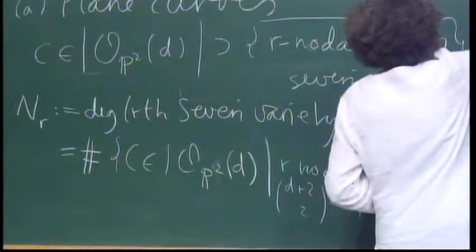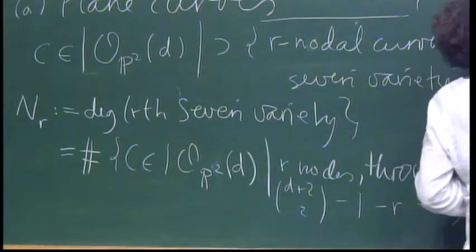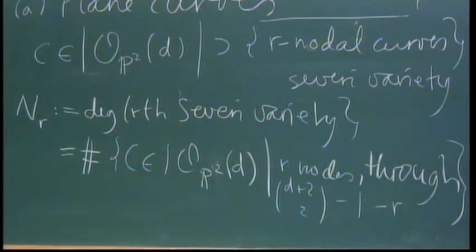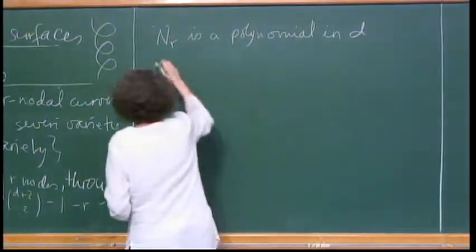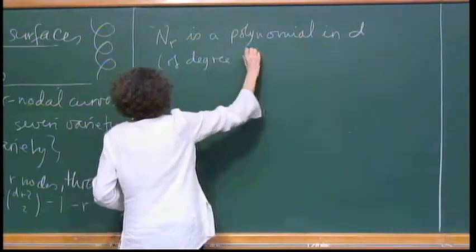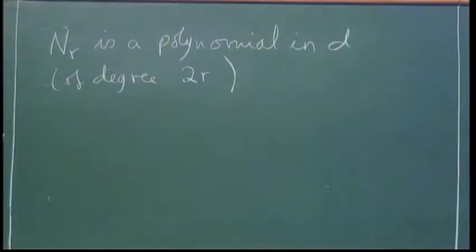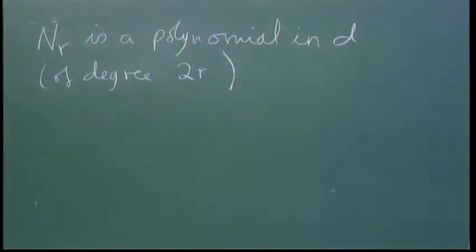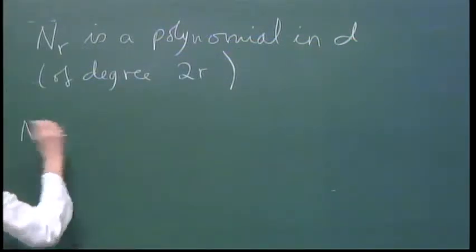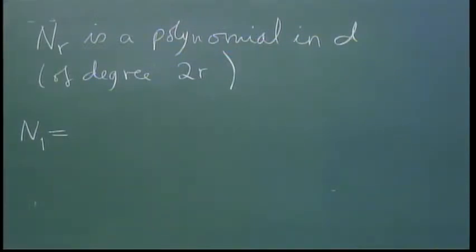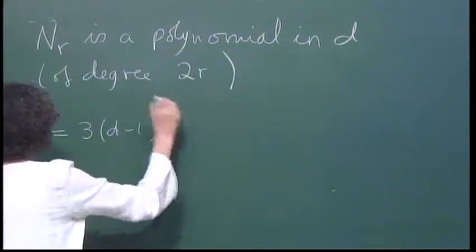So the whole thing here is that N_r is a polynomial in d of degree 2r, which is not the important thing here. It's sort of the polynomiality which is important. So this is an example of a node polynomial. The simple example is, of course, N_1, which is the number of degree d curves in a general pencil which have singular fibers. And this you can compute, for example, by the discriminant. So what you get is 3(d-1)^2.